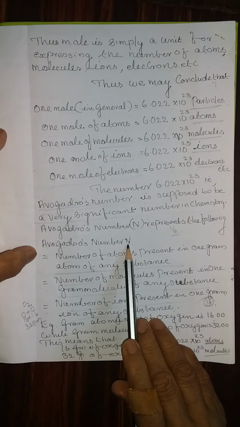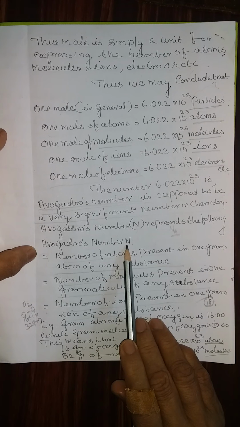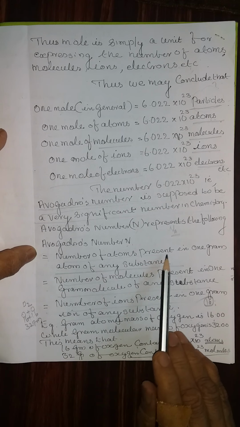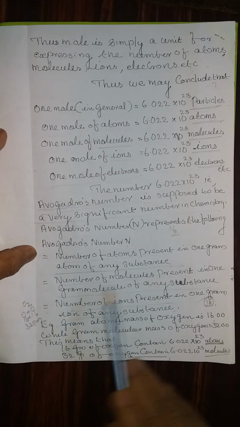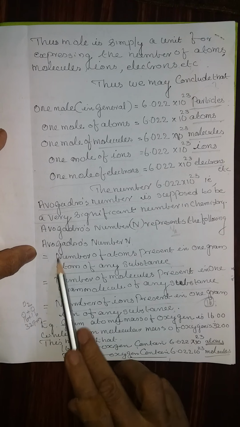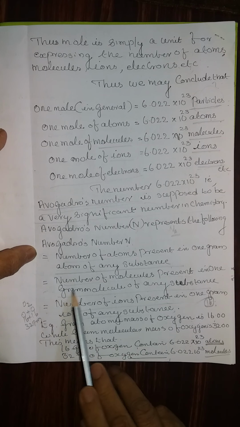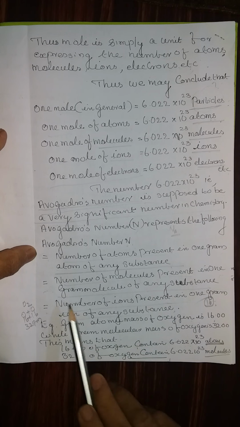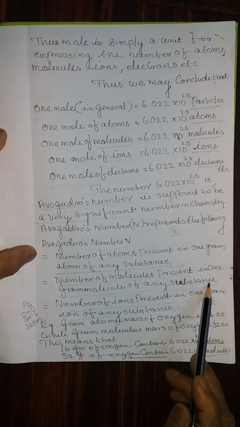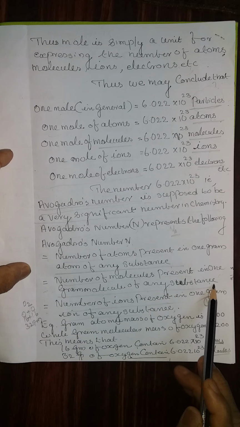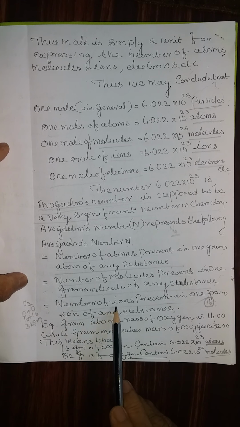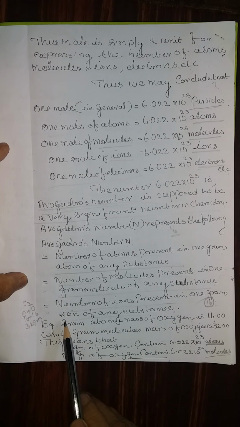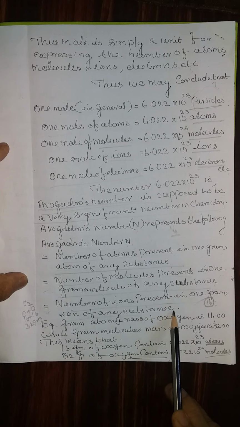Avogadro number N can be expressed as the number of atoms present in 1 gram atom of any substance, which is also equal to the number of molecules present in 1 gram molecule of any substance. Third, it is also equal to the number of ions present in 1 gram ion of any substance.